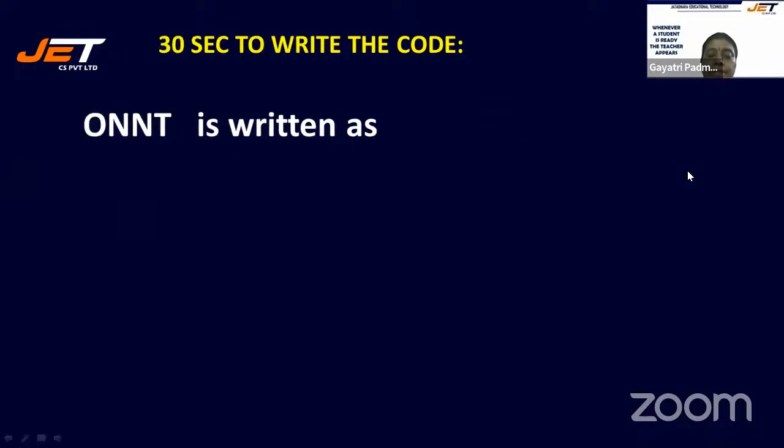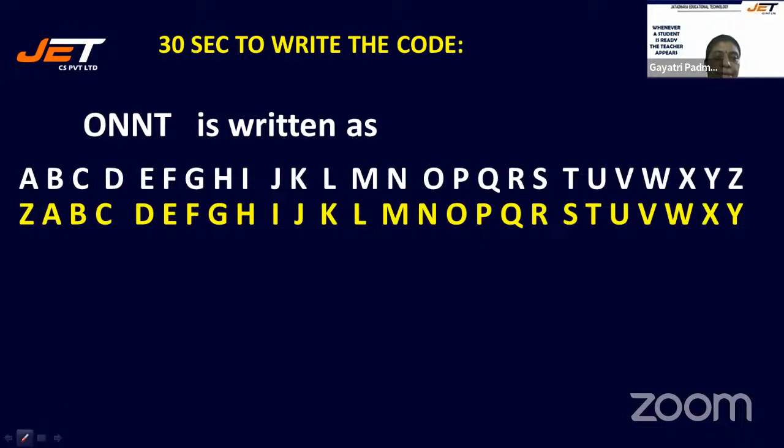Now let us try another one. We have O, N, N, T. We are supposed to code it. So we have N, and what is N? It is M. Again M. And what is T? T is nothing but S. So it should be NMMS.